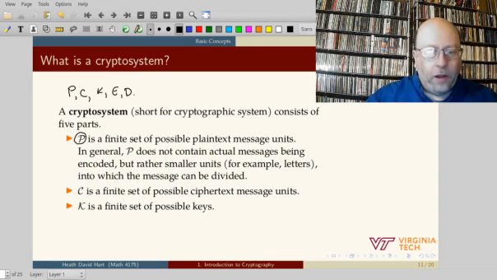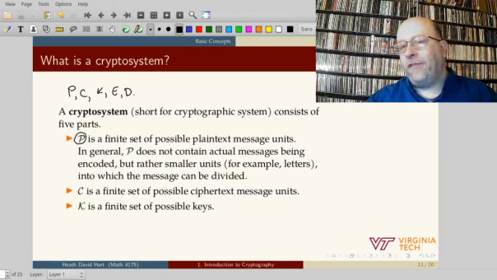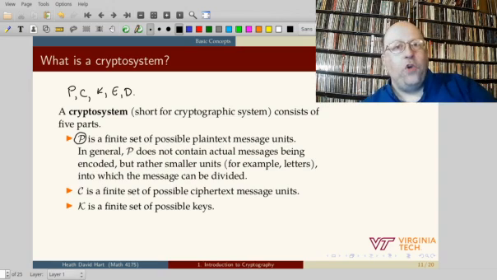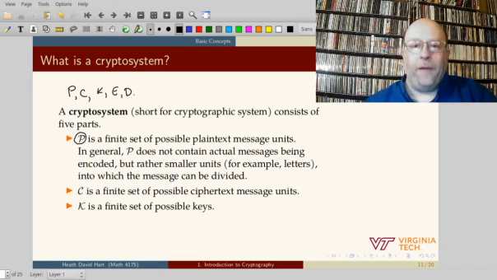But as we get to more sophisticated crypto systems, we'll be able to include crypto systems that encode entire words at a time, or fixed length blocks of letters at a time, or maybe not fixed by the number of letters, but fixed by the number of bits at a time, but some sort of unit that is being encoded at a time. The entire message will consist of multiple units in most cases.